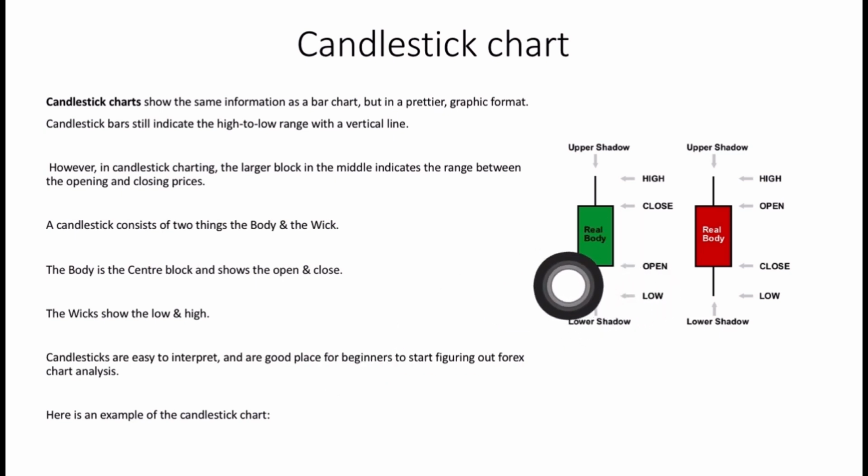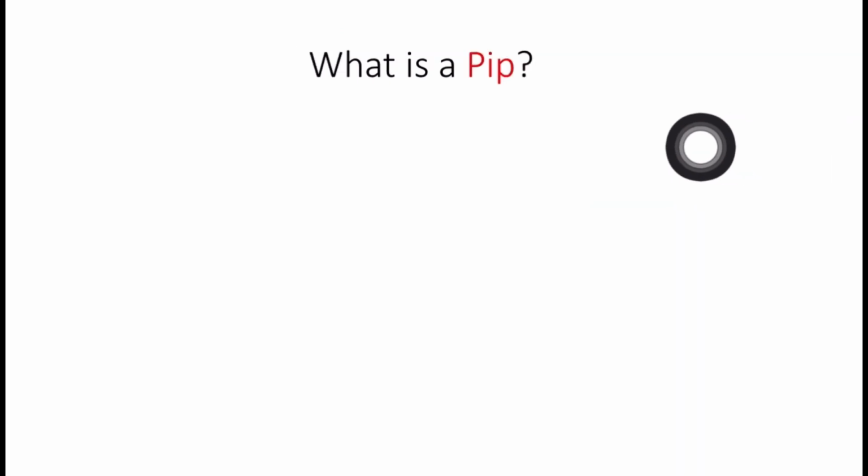It shows the open down here, as you can see, then the close there. The wicks show the low and high. So the wicks are these lines. They show the lows and highs. Candlesticks are easy to interpret and are a good plus for beginners starting to figure out forex chart analysis. Here is an example of the candlestick chart. As you can see, these are candles.